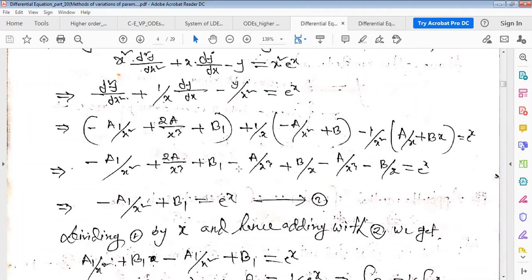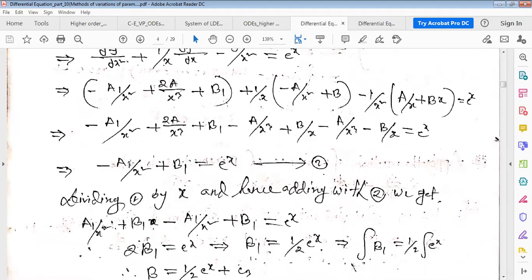Similar terms will be cancelled. Now we get minus A1 by x square plus B1 x equals e to the power x. A by x cube, this A by x cube and twice A by x cube will be cancelled. So B by x and B by x will be cancelled. This is why you get minus A1 by x square plus B1 equals e to the power x. This is equation number 2.